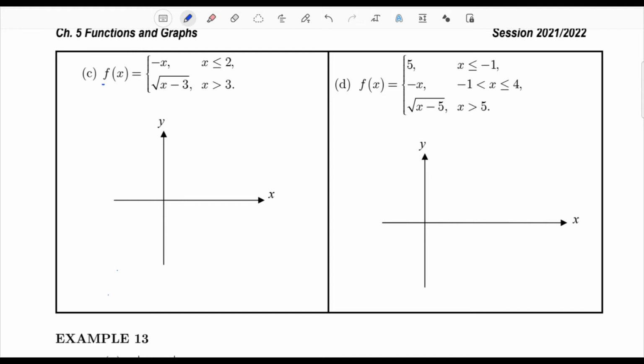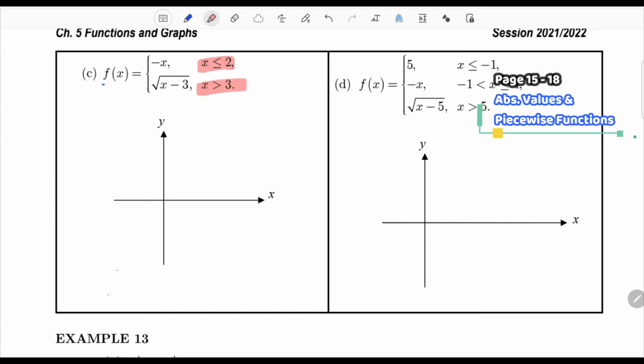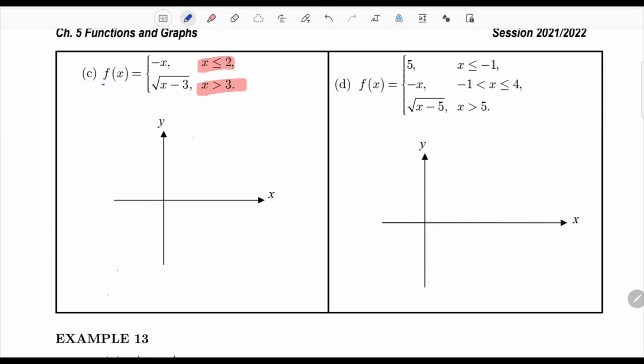C, f(x) equals -x when x is less than or equal to 2, and square root of x minus 3 when x is greater than 3. So find your x equals 2 and x equals 3. Make sure you use proper scale. Okay, so this is your x equals 2, and then we have x equals 3. Make sure when x equals 2, f(x) equals -2, so you have the equal sign, so the shaded circle. And then when x is greater than 3, when you substitute 3 inside the square root, you get 0. You don't have any equal sign, so empty circle to the right.